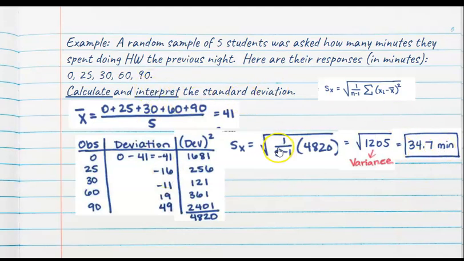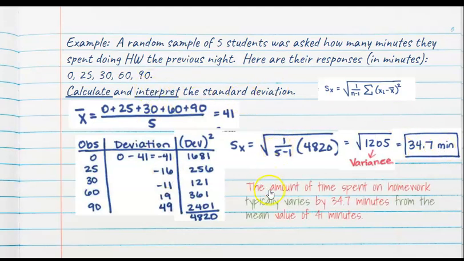Now, the interpret part. It's important to teach the words. We would say the amount of time spent on homework typically varies by 34.7 minutes from the mean of 41 minutes. So this phrase, typically varies from the mean, is really key when you're interpreting standard deviation. That's what I'm looking for. Notice the sentence also has lots of context in it. You gotta have context, always have context.